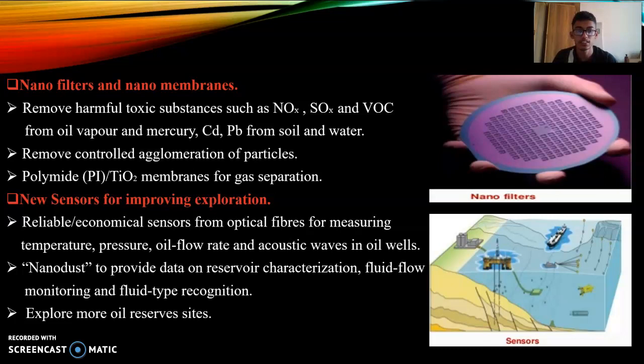Now we'll see about sensors in nanotechnology. You can ask now, why do we use sensors in nanotechnology? We use nanosensors to measure temperature, pressure, oil flow rate, and acoustic waves in oil wells. And also we use nanosensors to explore more oil reserve sites. Some nanodust provides data on reservoir characterization, fluid flow monitoring, and fluid type recognition.